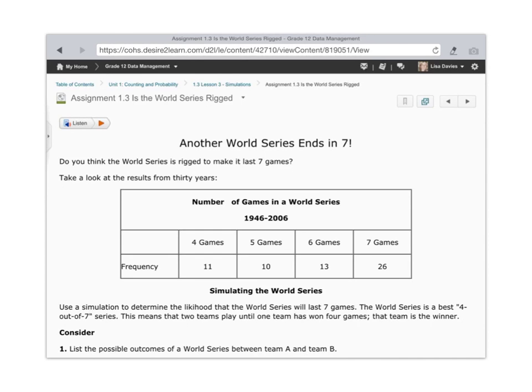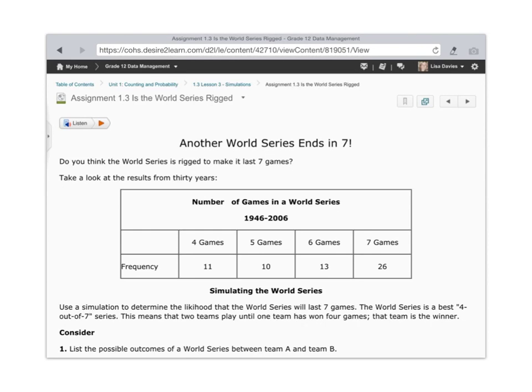Sorry about that. Okay, so looking at assignment 1.3, they're giving you some statistics here for the World Series games. And so games are the best of seven, and so the first team who wins four games is the winner of the series. So that's how that works, okay?